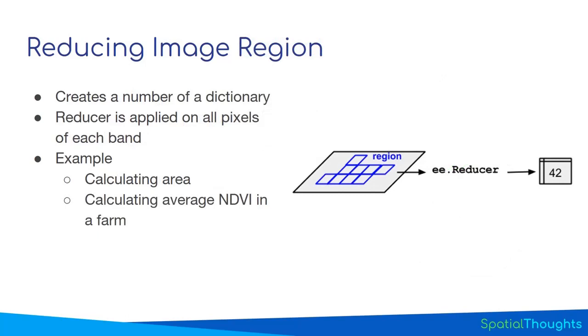We can also reduce an image region. This creates a dictionary of numbers. The reducer is applied on all pixels of each band. Examples are calculating an area or calculating the average NDVI in a farm. This is similar to zonal statistics in GIS.